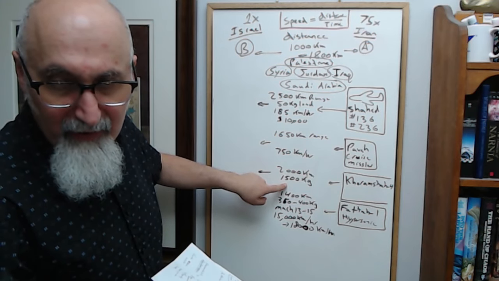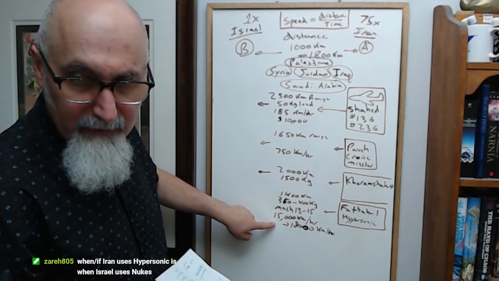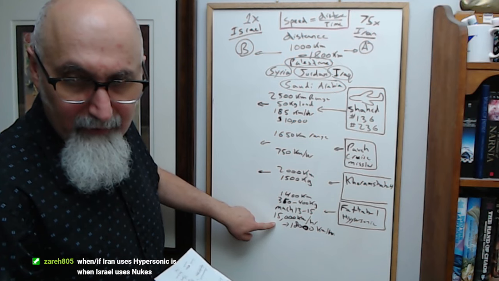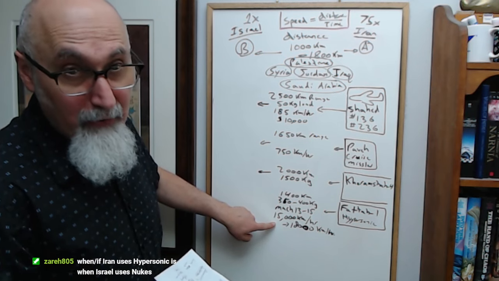Is it 1 to 5 miles per second? Or is it this one you're saying is 1 to 5 miles per second? It's when Iran uses hypersonics that Israel uses nukes.